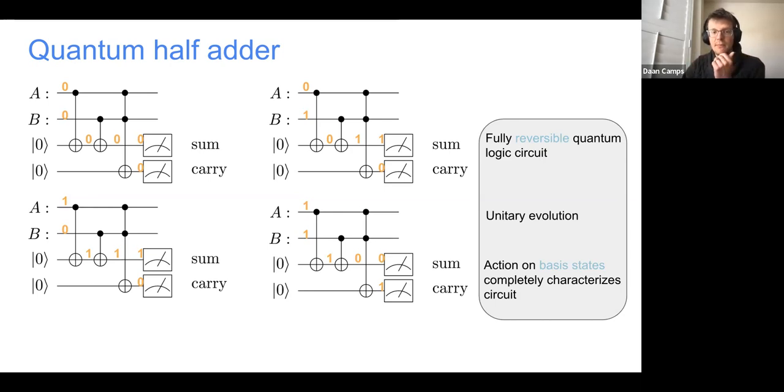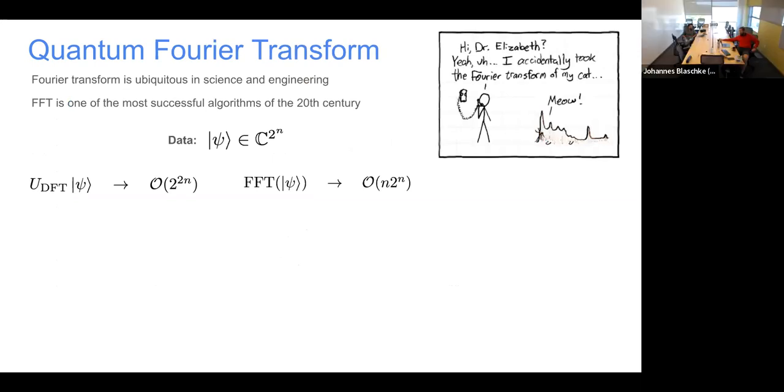So it would still work if A and B are in superpositions, and it would give a probabilistic outcome of the result based on the input. So it would act differently than the classical case. I have a quick question.